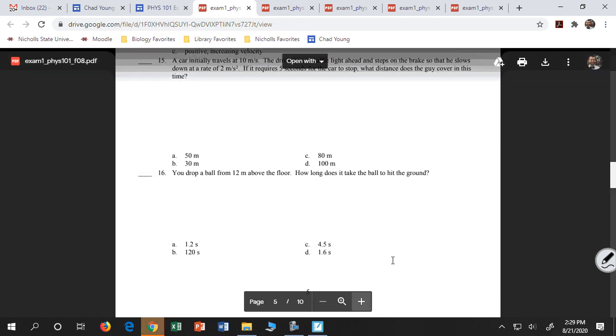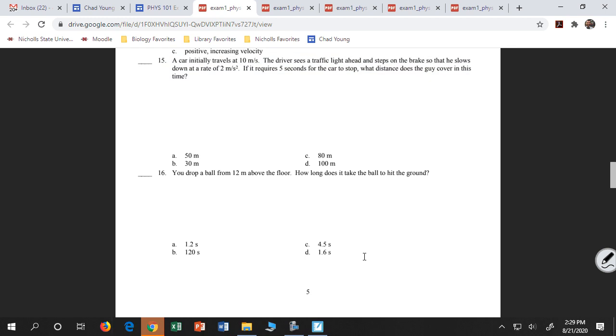Number 16 is one of those free fall problems, but notice that it's different. Who asked that question? Was that you? Tell me your name again. Sophia. This one's different, and this one, your little trick isn't going to work. So be careful about that, because here, let's just work it a little bit.